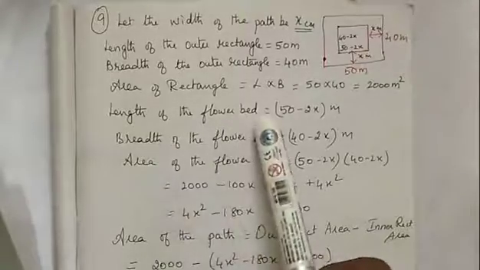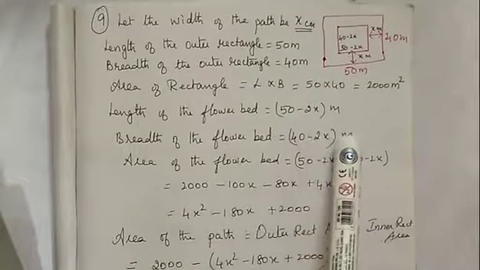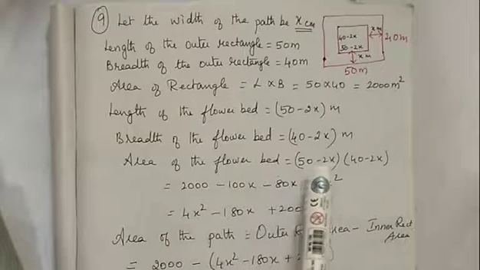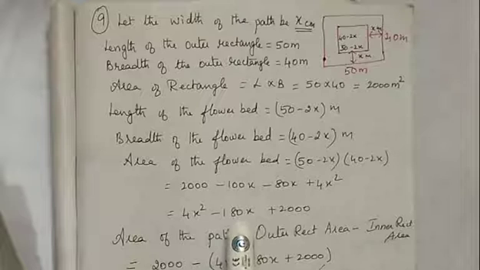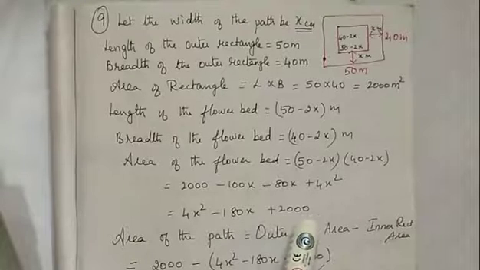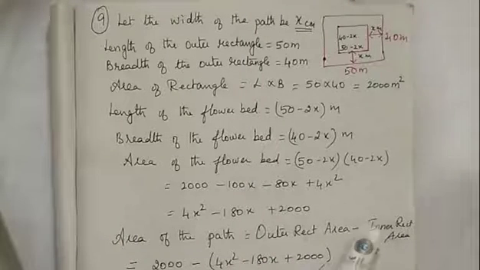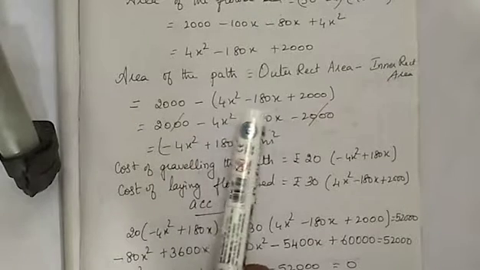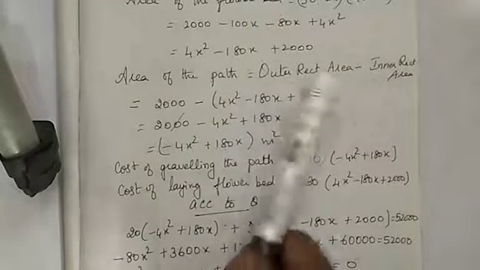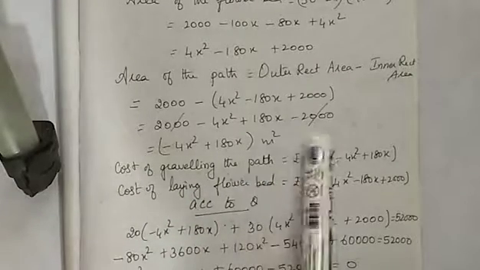Length of the flower bed 50 minus 2x, breadth of the flower bed 40 minus 2x, and its area (50 minus 2x) into (40 minus 2x), and you will get 4x squared minus 180x plus 2000. Area of the path is equal to outer rectangle area minus inner rectangle area. 2000 minus (4x squared minus 180x plus 2000), and you will get minus 4x squared plus 180x square meter.